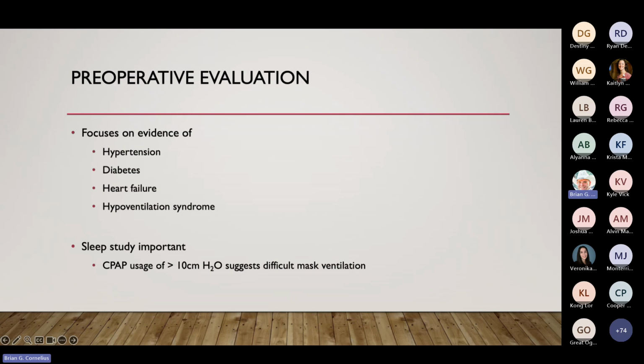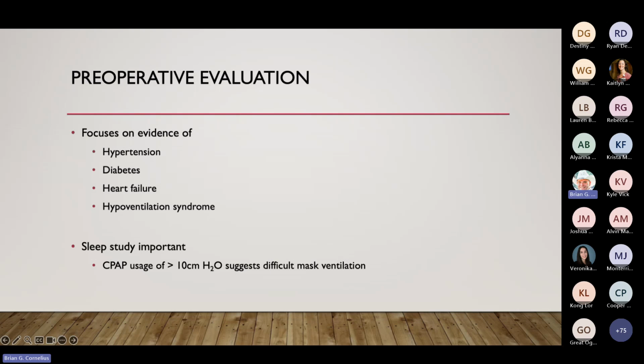So from a pre-op standpoint for these patients, what do we look at? The big thing is looking at their underlying disease processes, figuring out how well controlled they are. Is there something we can do to maximize their conditions? So look at things like hypertension, what is their blood pressure, diabetes, how well is their sugar controlled, and then we start worrying about the more insidious things like heart failure, hypoventilation syndrome, and how well those are managed. That's where a lot of our problems come from in these patients long term.